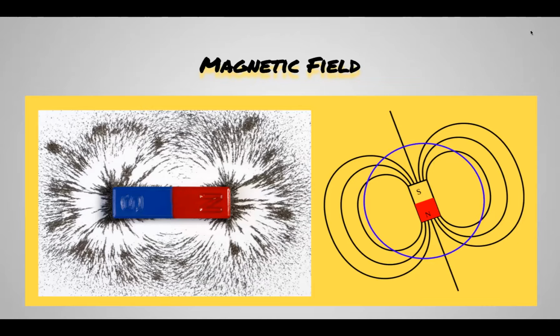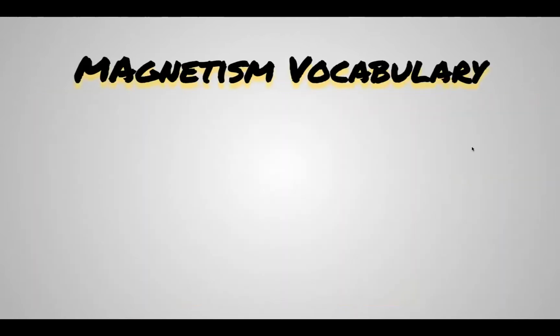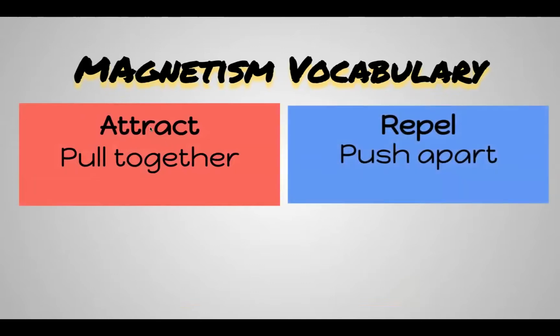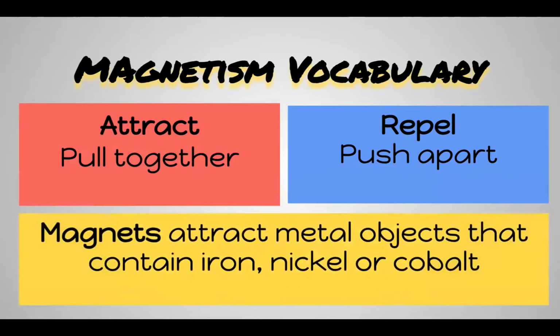So that leads us back to the compass. The compass points always to the North Pole. Our Earth is a big, huge magnet with a big, huge magnetic field. And that compass that we have interacts with the magnetic field so that we always know which way is north. All right. So just lastly, the vocabulary that we covered was to attract means to pull together. Repel means to push apart. And magnets are attracted to metal objects that contain iron, nickel, or cobalt.